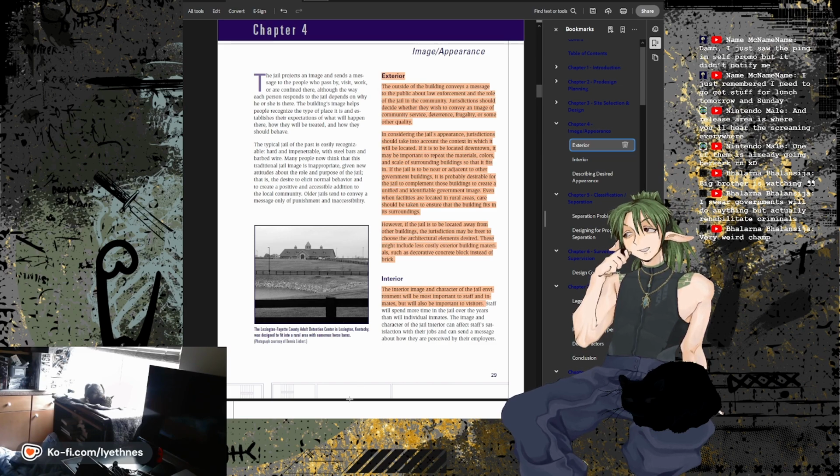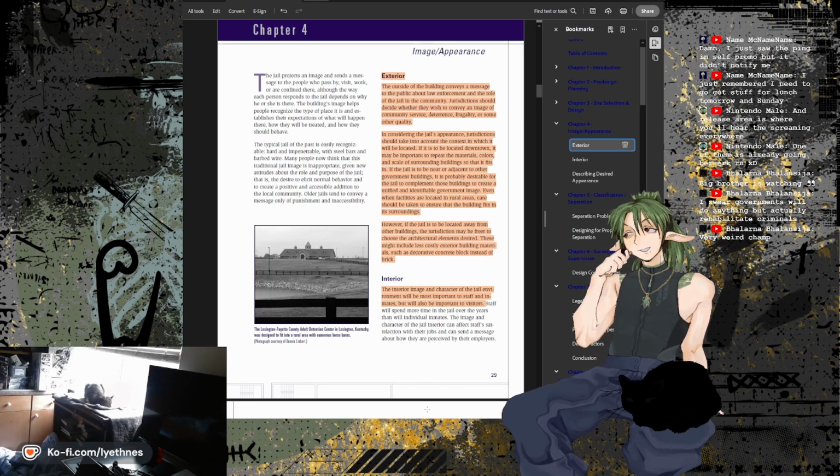So we're talking about, I'll just read the whole page. I'm pretty sure I'm not going to get in trouble for reading this because you don't buy this. It's a standard that you have to follow. The jail projects an image and sends a message to the people who pass by it, visit, work, or are confined there. Although the way each person responds to the jail depends on why he or she is there, the building's image helps people recognize the type of place it is and establish their expectations of what will happen there, how they will be treated, and how they should behave.